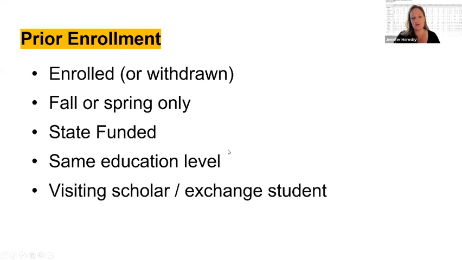The enrollment has to have been at the same education level, so that if they're a bachelor's degree student in the fall, then we look at, are they a bachelor's degree student in the spring? If they were non-degree before and now they're a bachelor's student, then they're new because they weren't in a bachelor's program before. It's the same for the graduate level programs. We look at master's, doctoral, and JD to determine if it's the same level.